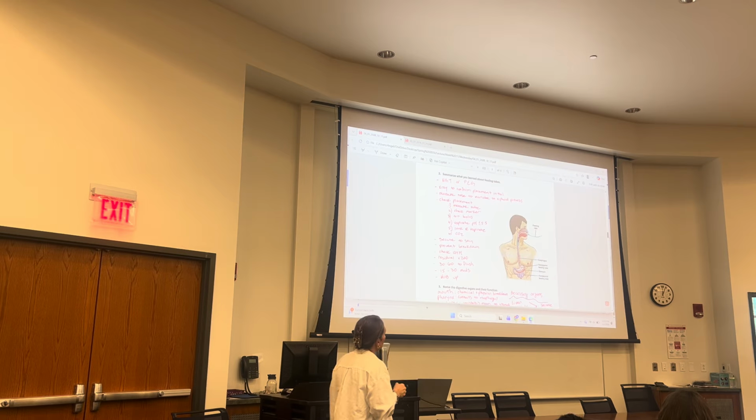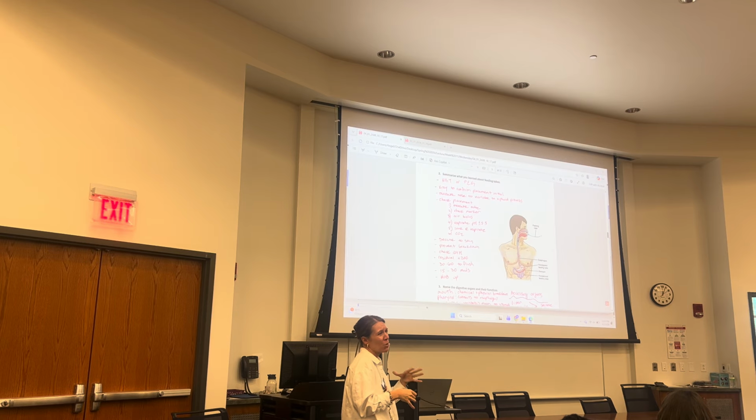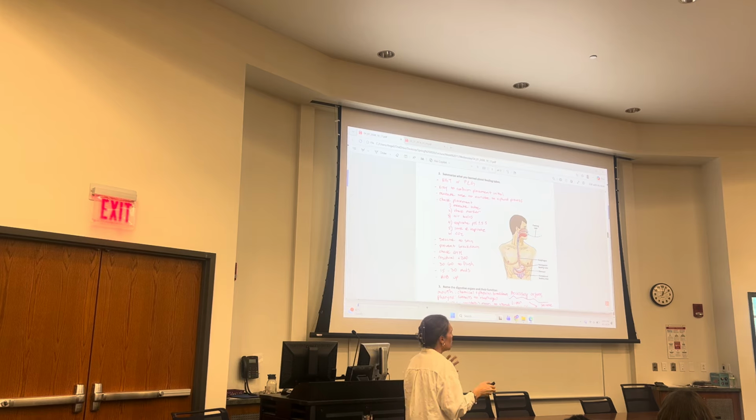So in addition to that, we aspirate and we look at the aspirate. Aspirate is also just stomach contents. So we pull it out, we look at it. It should be green, brown, tan, yellowy color. So we look at it.